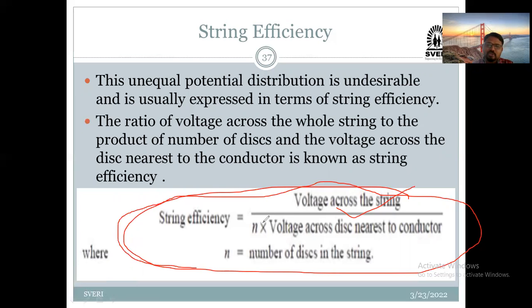So what does this particular N indicate? N indicates the number of discs present in that whole string of suspension insulator.